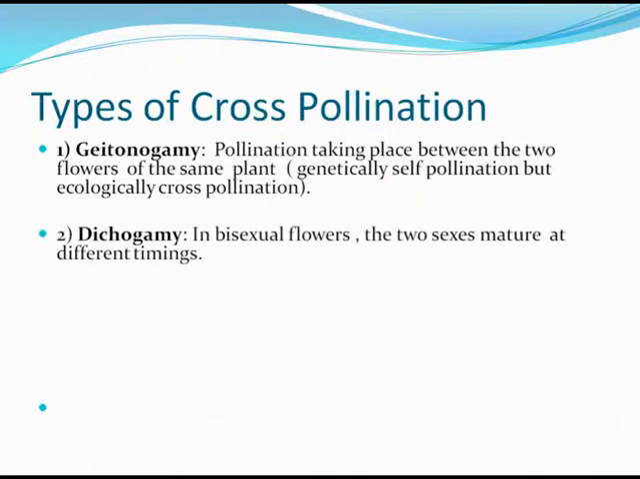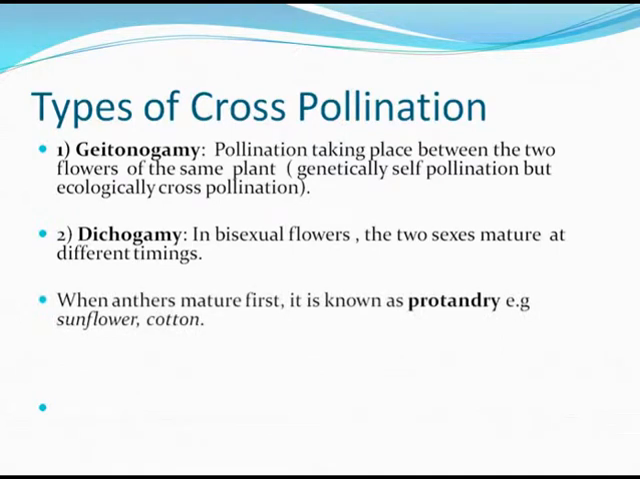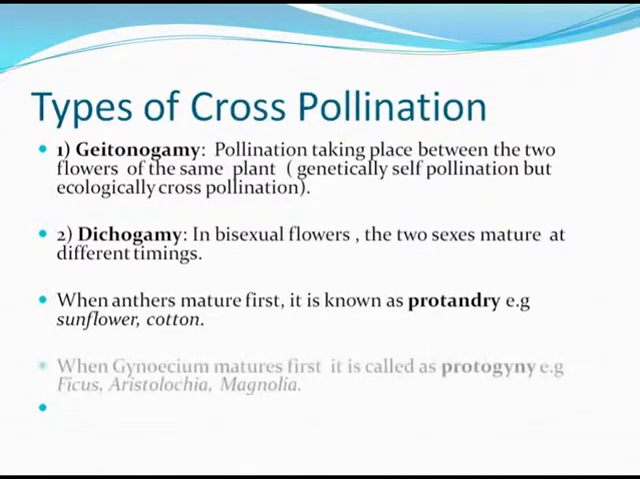Dichogamy. In bisexual flowers, the two sexes mature at different times. When the anther matures first, it is known as protandry. Examples are the sunflower and cotton. When gynoecium matures first, it is called protogyny. Example is ficus, aristolochia and magnolia.